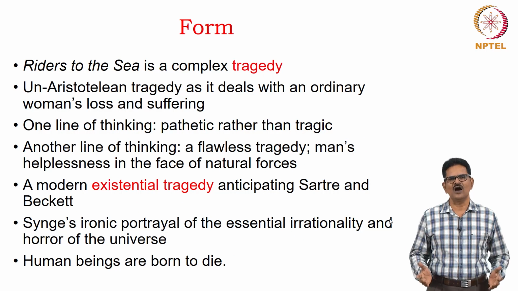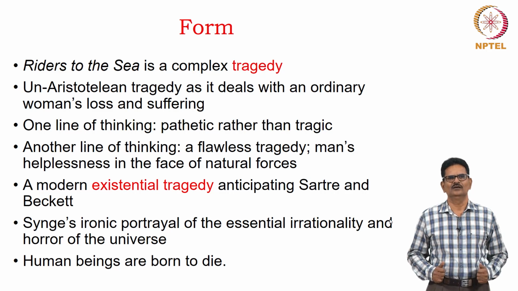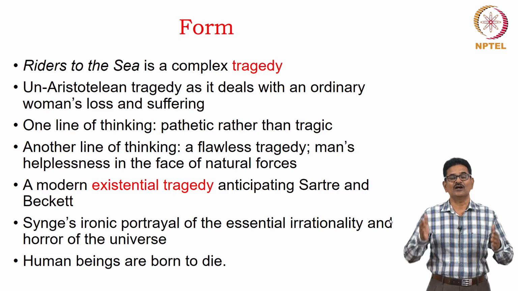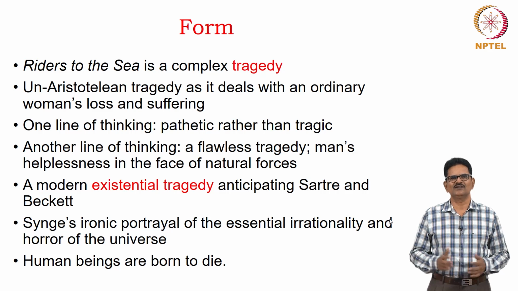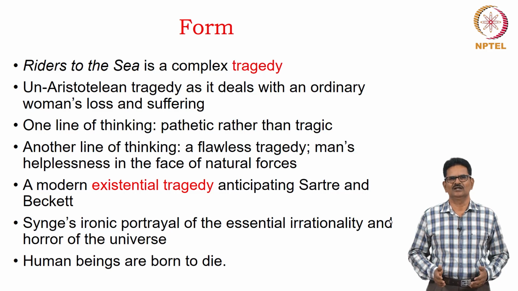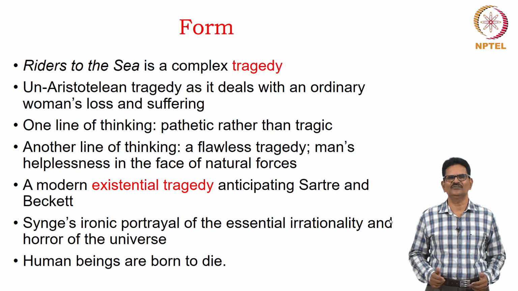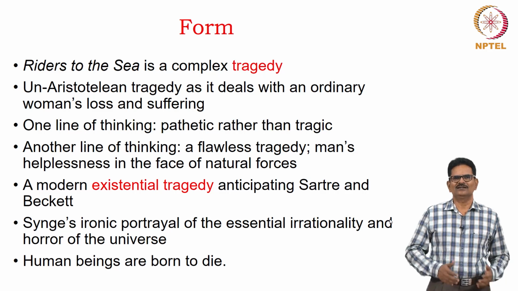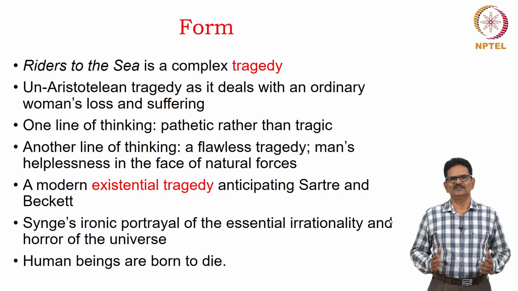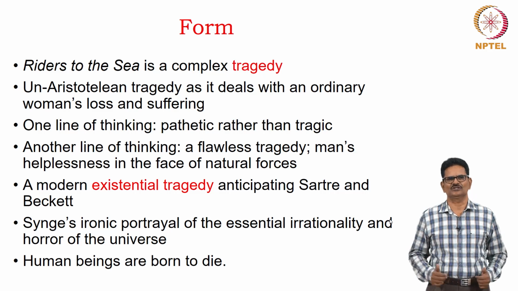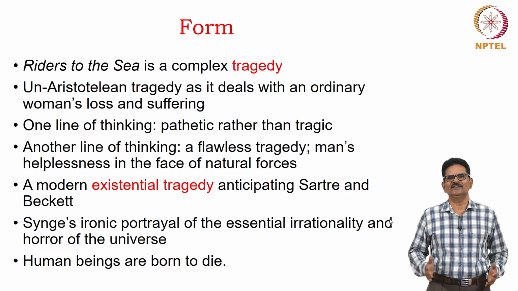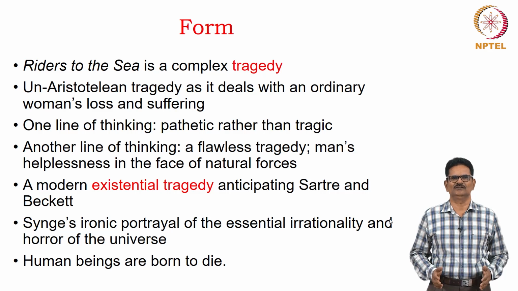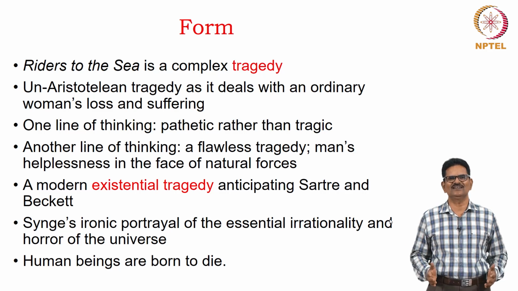What is the form of the Riders to the Sea? Riders to the Sea is a complex tragedy. It is not an Aristotelian tragedy, as it deals with an ordinary woman's life, her loss and suffering. One line of thinking goes like this, that is, this play is considered to be pathetic rather than tragic. Another line of thinking says this is a flawless tragedy. It deals with man's helplessness in the face of natural forces.